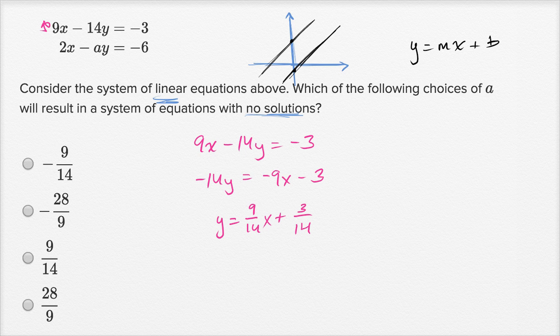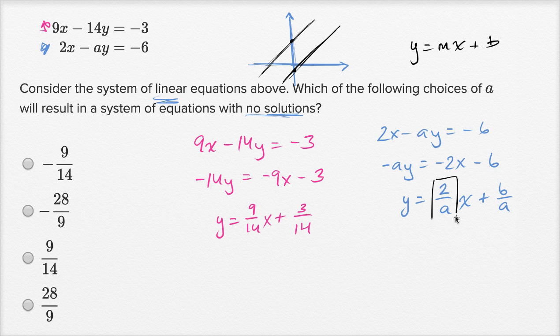Now let me write the second line in slope-intercept form. I have 2x minus ay is equal to negative 6. If I subtract 2x from both sides, I get negative ay is equal to negative 2x minus 6. And then I can divide both sides by negative a, and I get y is equal to negative 2 divided by negative a, which is positive 2 over ax, and then plus 6 over a.